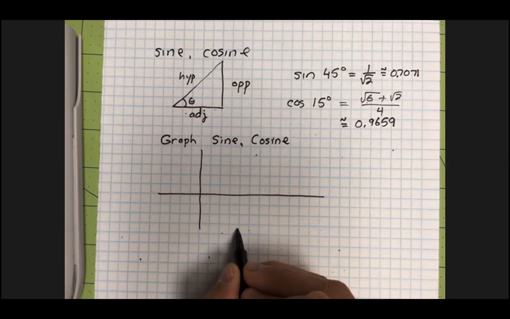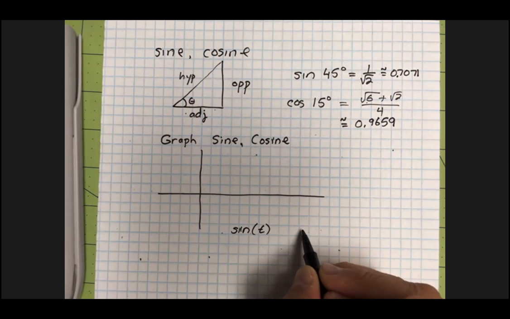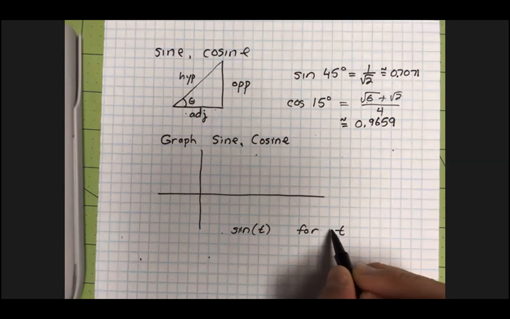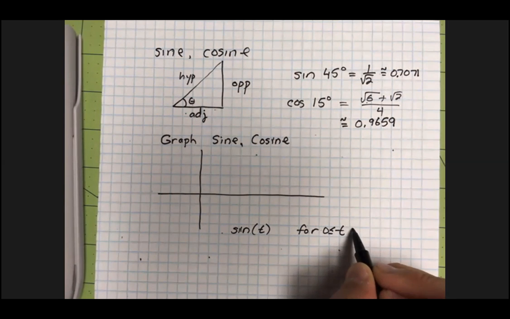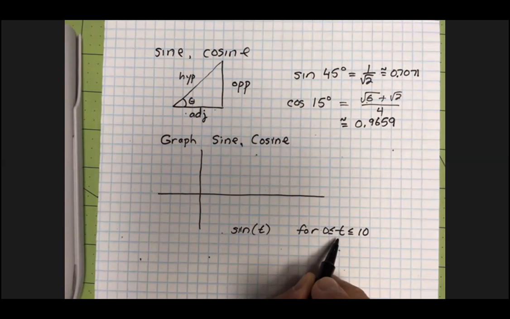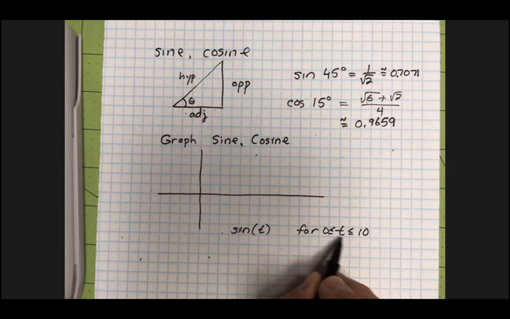If someone says to graph sine of t for t from 0 to 10 seconds, or from t just from 0 to 10, whatever units you're using to measure, they're asking you how t changes, how sine changes as this t changes.